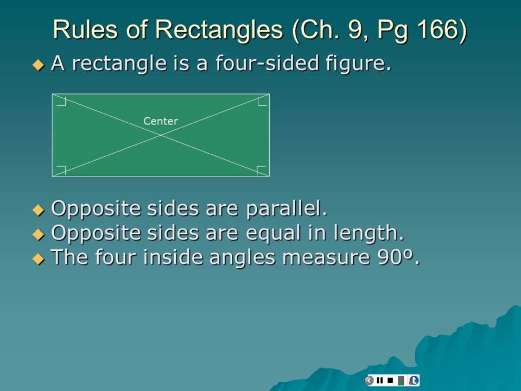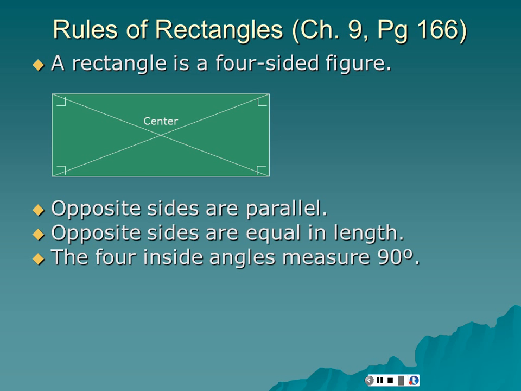So these are some properties of rectangles. Number one, opposite sides are parallel. As you can see from this image, both of the opposite sides, either this one and this one or the other two, they are parallel. That means no matter how far you go, those lines never intersect.